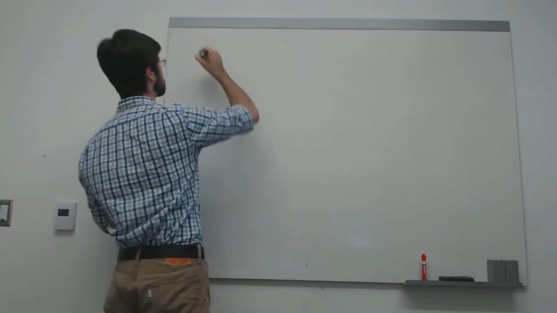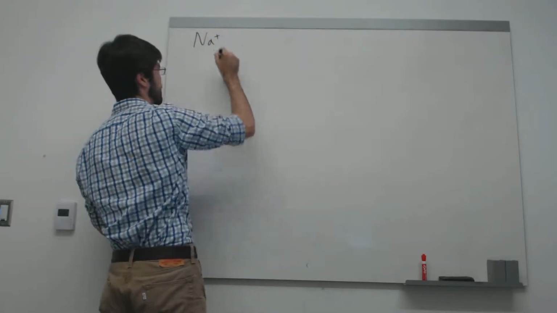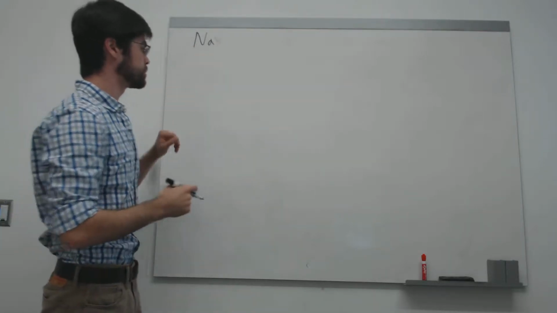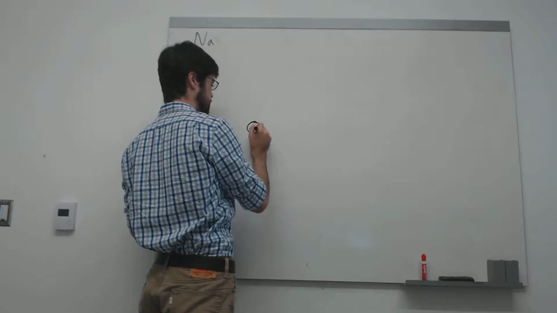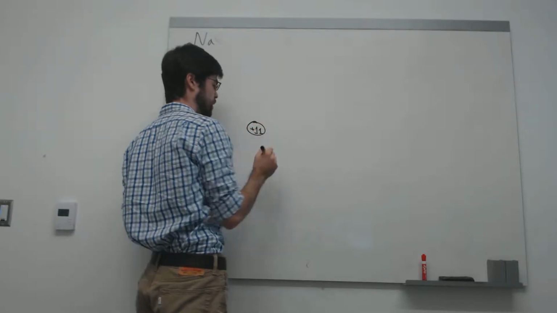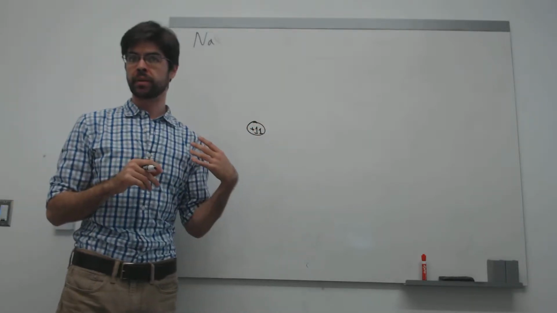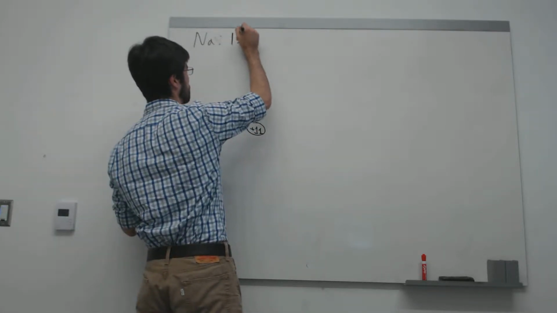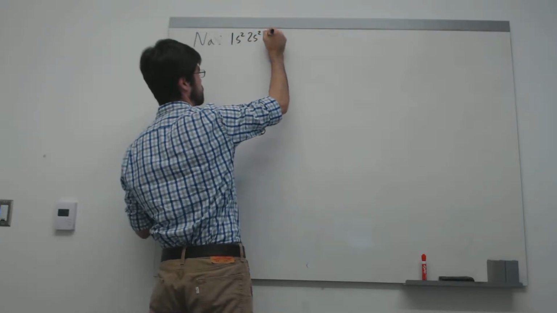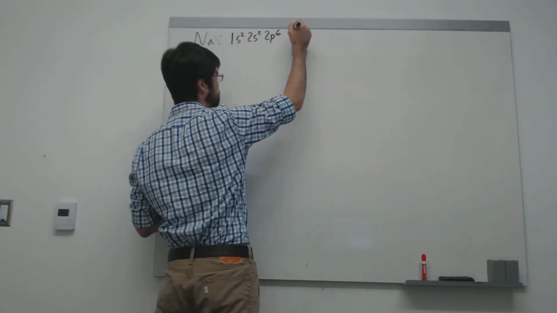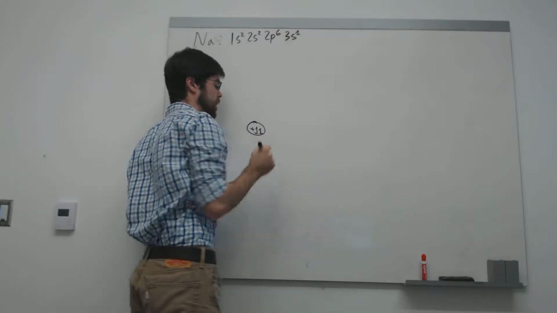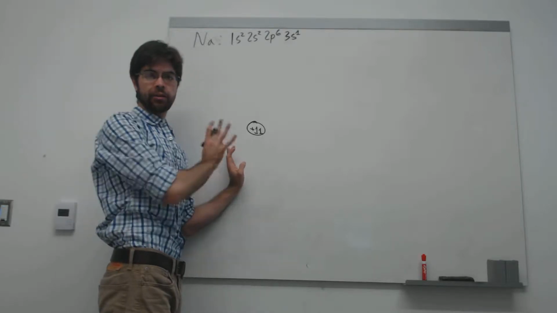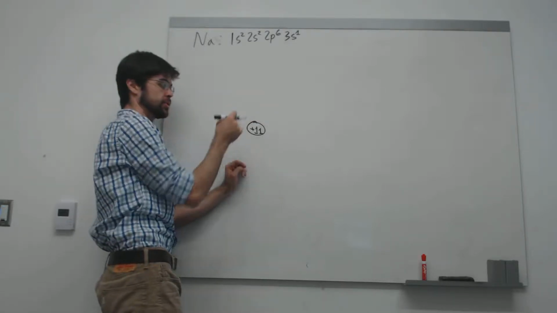If I were going to draw a very basic sketch of not the sodium plus, but just the sodium atom, sodium has 11 protons in its nucleus. So for neutral sodium, that means it should have 11 electrons. Sodium's electron configuration is 1s2, 2s2, 2p6, 3s1.